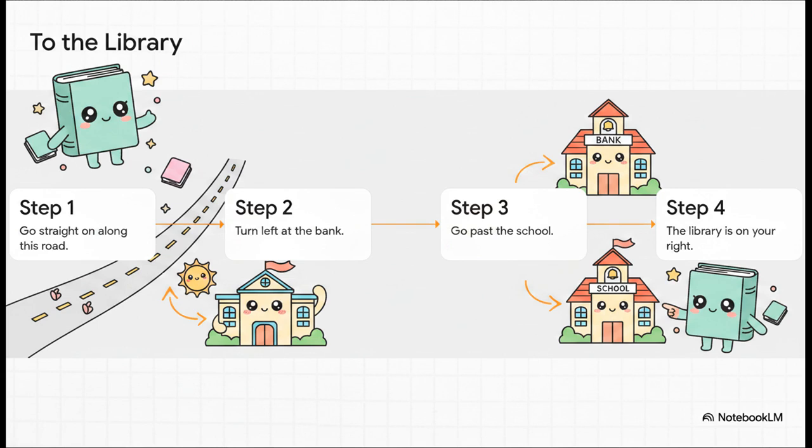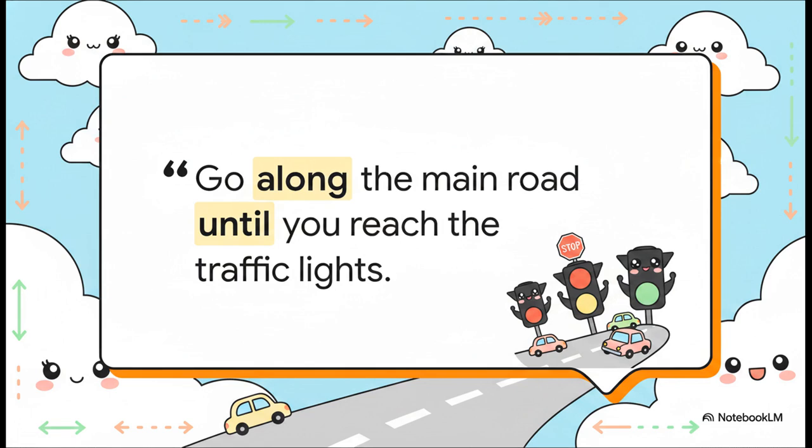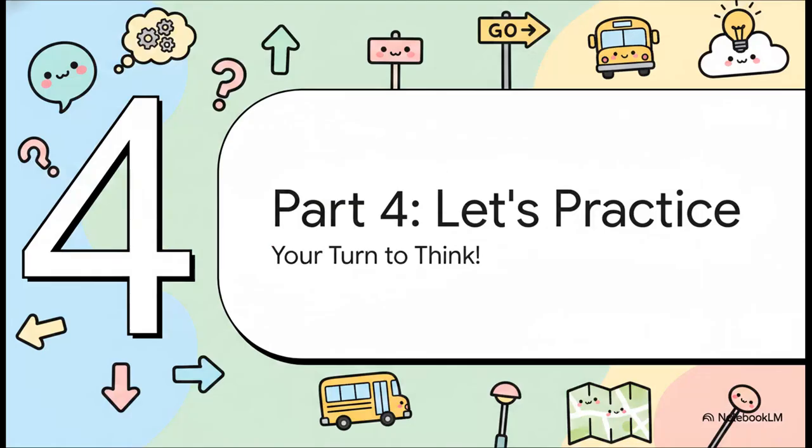It's easy. Okay, here's a very useful phrase for you to remember. Go along the main road until you reach the traffic lights. This phrase is fantastic because it tells the person what to do and exactly when to stop or change direction. This is a great one to keep in your pocket. All right, you've learned so much. Now I think it's time for part 4.